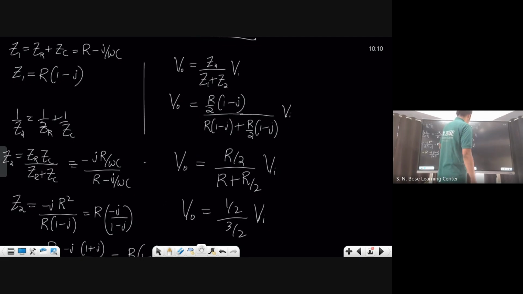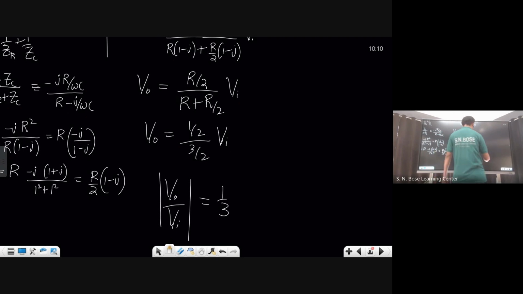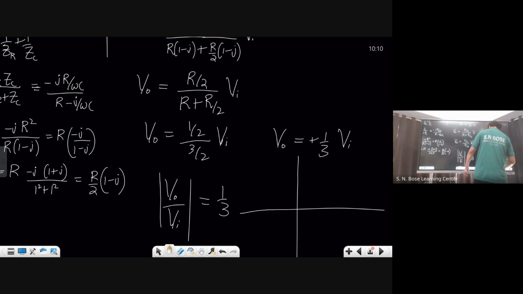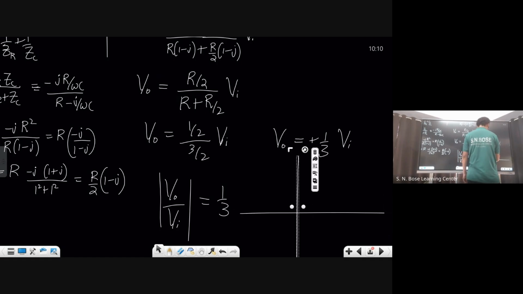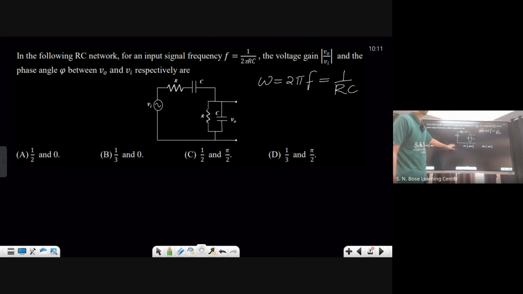Right? They are in phase. V naught by Vi mod is equal to 1 by 3. So they are in phase. You got a point. V naught is simply 1 by 3 times Vi. If you take Vi along the real axis, V naught also goes along the real axis only, 1/3. Am I right? Can I say like this? If this is your Vi, V naught is roughly 1/3 and 0. You have the option.